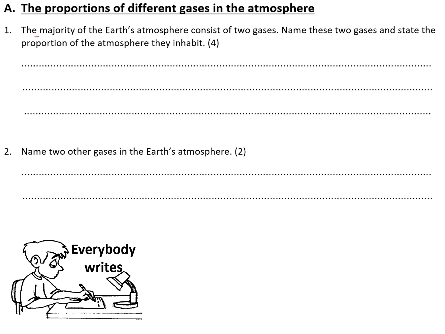So the majority of the Earth's atmosphere consists of two gases, so that's nitrogen and oxygen. It also asks for the proportion of the gases in the atmosphere, so we're going to go, it's about 80% for nitrogen and it's about 20% for oxygen.